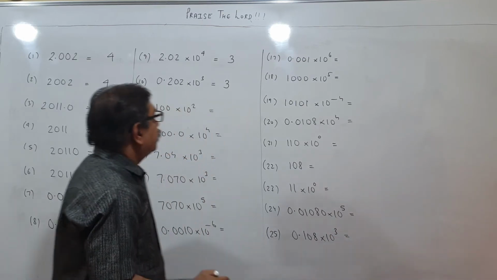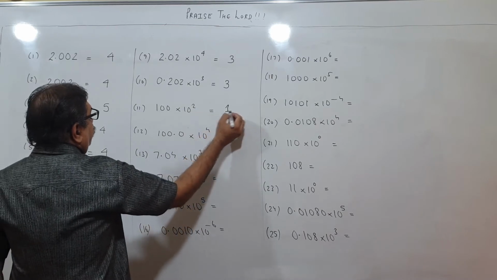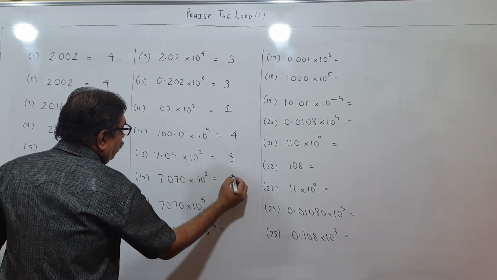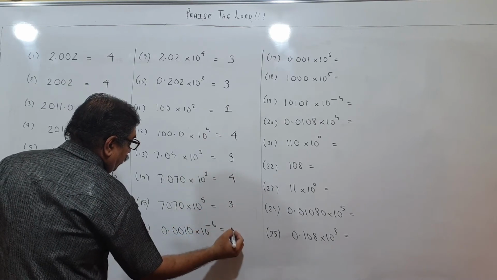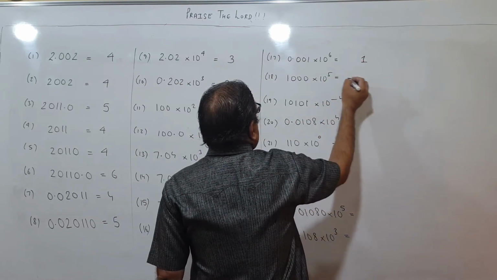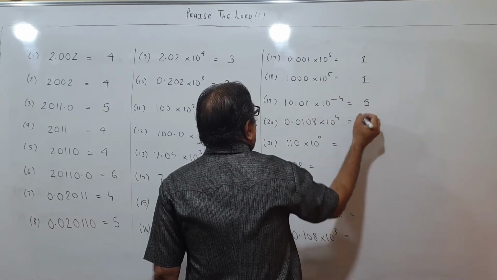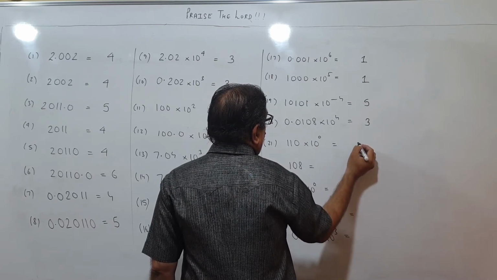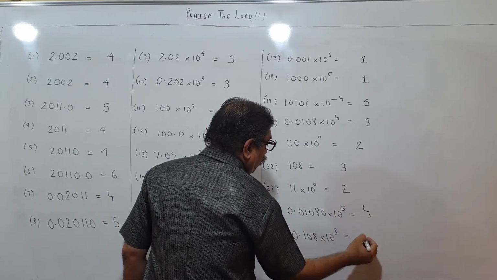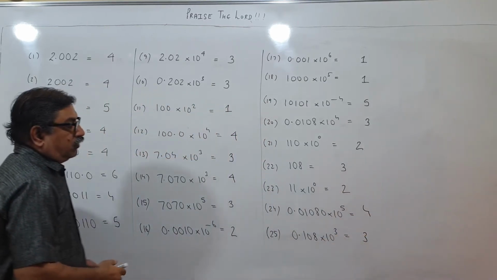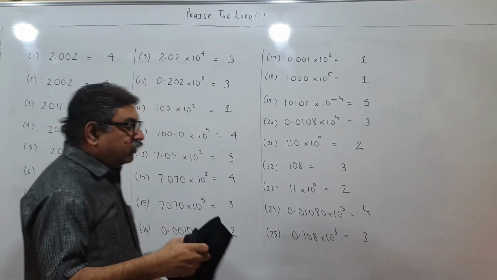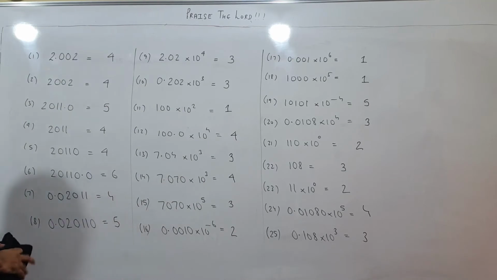So let us see. Here there will be only 1, here there will be 4, here there will be 3, here there will be 4, here there will be 3, here there will be 2, then here only 1, here only 1, 5, 3, 2, 3, 2, 4 and 3. So 25 expressions are given you. So I think that's a good enough practice. Please pause and copy, children.